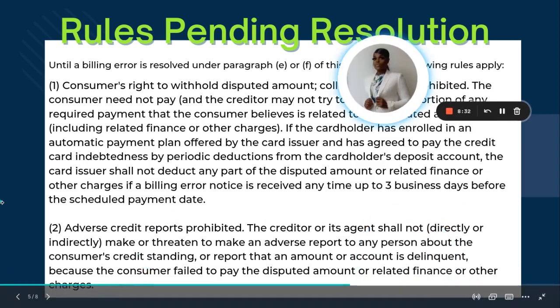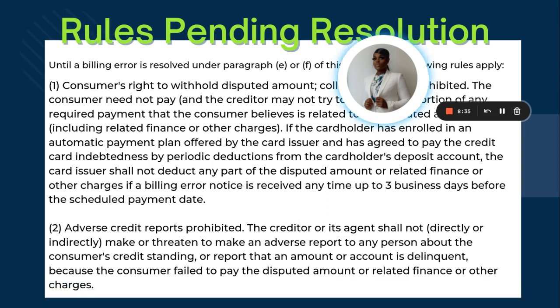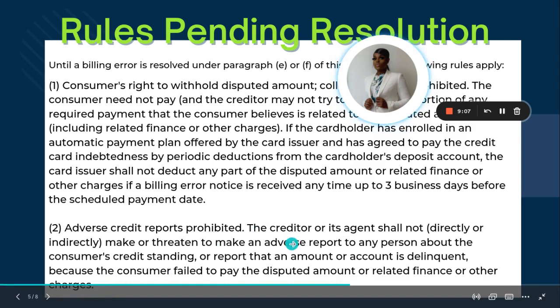And number 2 is also letting you know that adverse credit reports are prohibited. So the creditor or its agent shall not directly or indirectly make or threaten to make an adverse report on your credit report to any person about the consumer's credit standing, or report that an amount or account is delinquent. So they can't report when you don't pay and it's in that status. They're not supposed to report that amount or that the account is delinquent, because the consumer failed to pay the disputed amount or related or other charges. So it's letting you know they can't report you to the credit bureaus because you failed to pay, because that's the law.